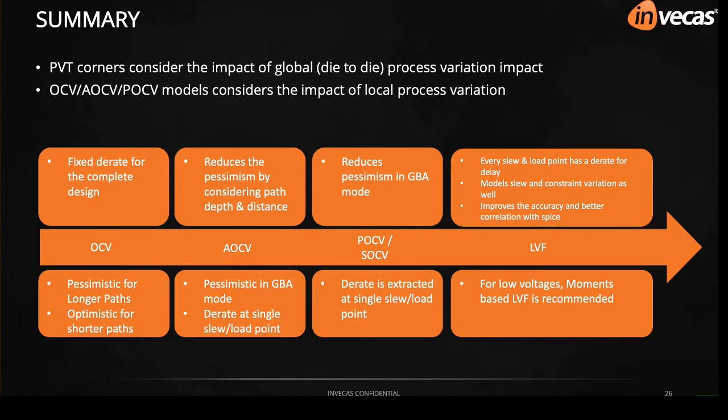AOCV is introduced to take care of OCV pessimism or optimism, in which the STA tools will also consider the depth of the path as an extra input, and derate is applied based on the depth. But AOCV GBA analysis is pessimistic, and the derate which is used is generated for a single load and single slew value. POCV is introduced to reduce the pessimism in GBA mode, where a single coefficient value is used for each cell. Once again, here also the coefficient is generated for only one slew and load value.